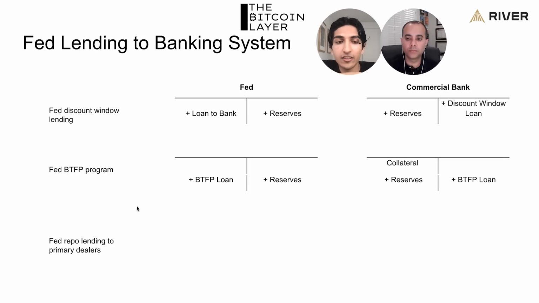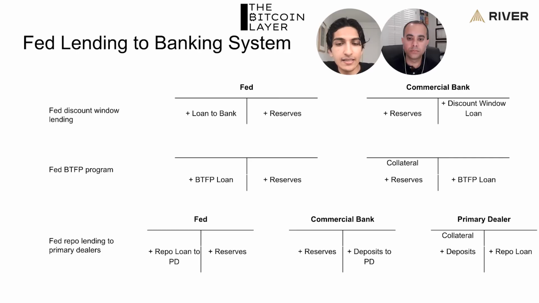So I think there's a decent argument to make that the BTFP program is actually much more akin to money printing or revaluing assets, and that's why I think it was actually pretty effective at stemming the banking crisis. But in terms of the balance sheet operations, it's the exact same as a discount window loan. It's just that here there is a collateralized portion where banks can borrow through that mechanism.